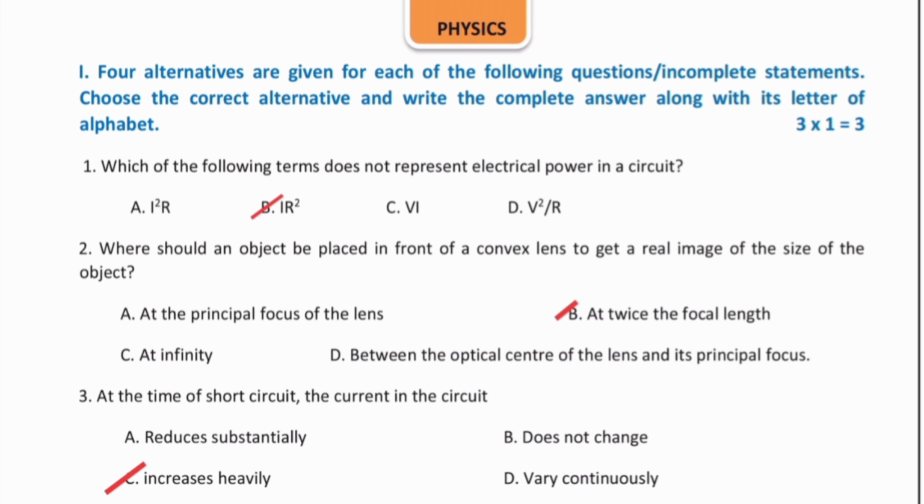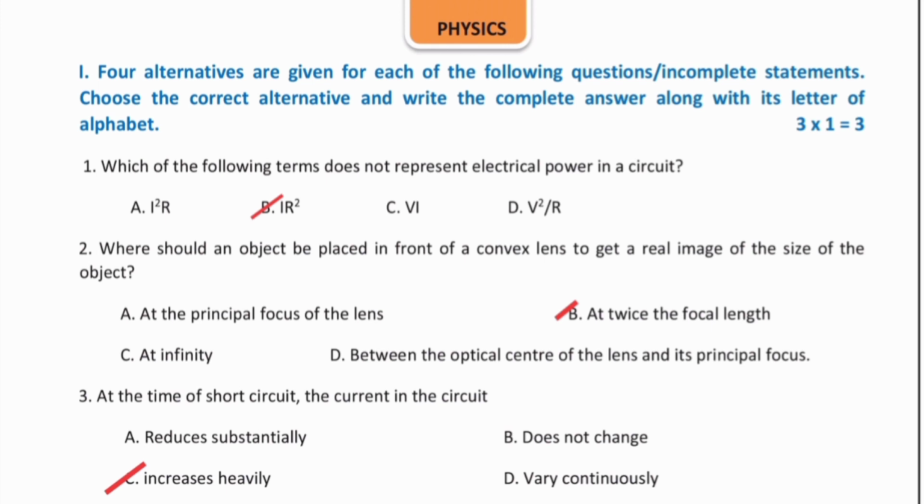Next question. Where should an object be placed in front of a convex lens to get a real image of the size of the object? The correct answer is at twice the focal length. The object should be placed at twice the focal length. You can check by drawing a ray diagram or you can check the textbook.